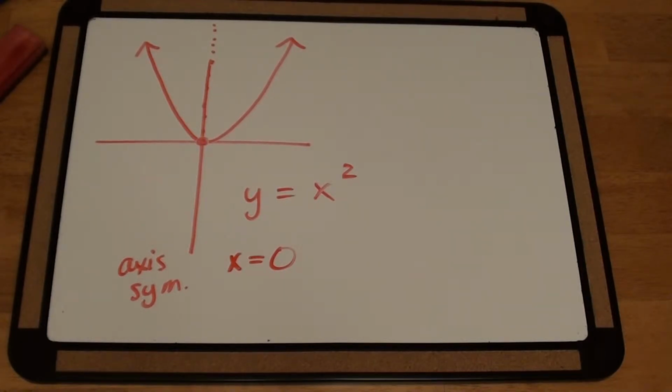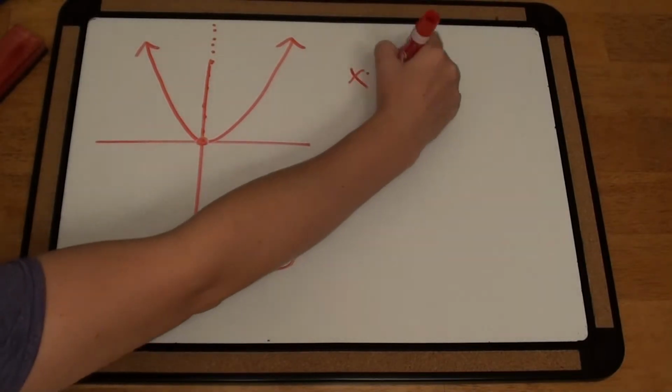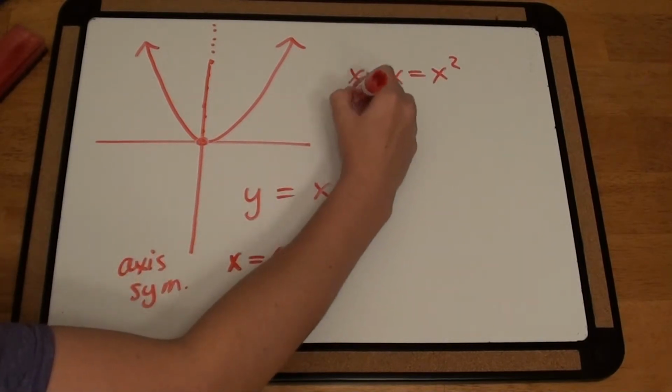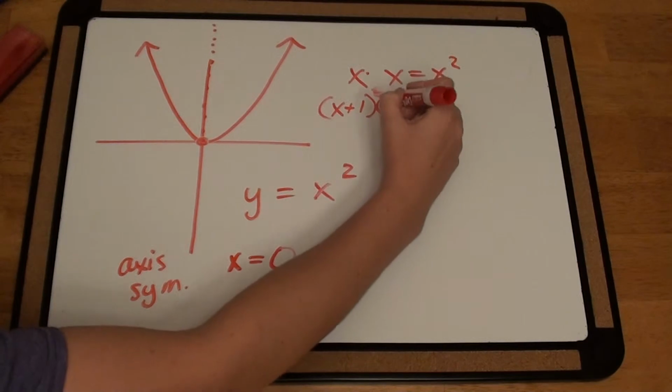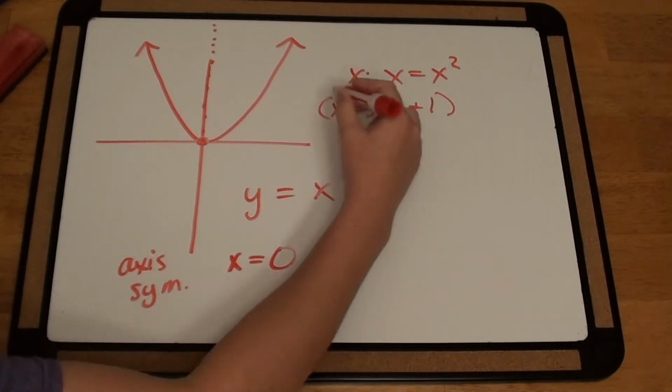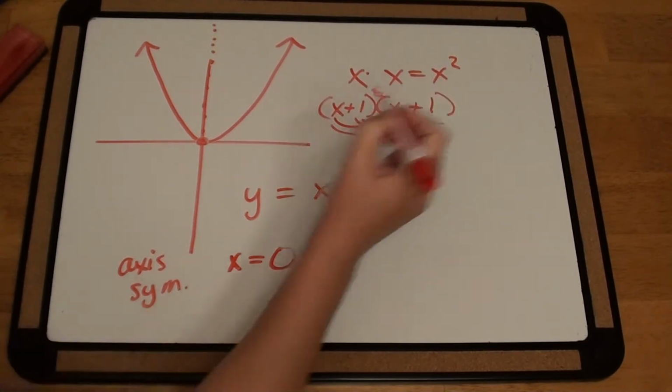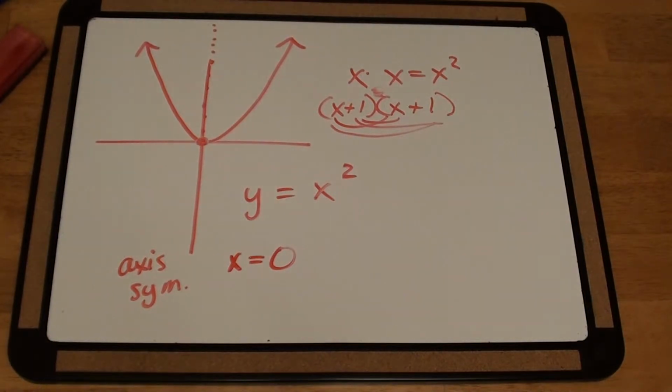You're already familiar with squaring something. x times x equals x squared. If we had (x plus 1) squared, that would be the same thing as (x plus 1) times (x plus 1), and we would just go ahead and FOIL that out. The idea of squaring a binomial and reversing that process is very important to solving for parabolas.